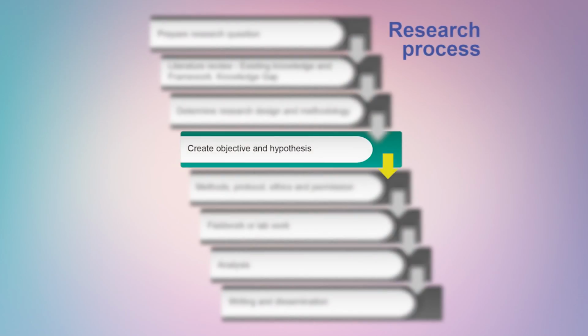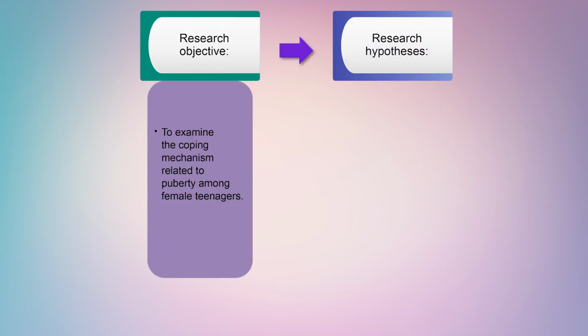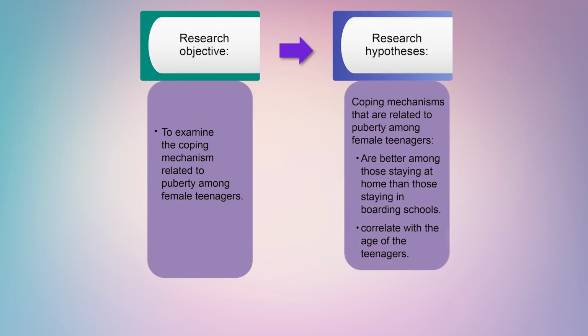After you have determined your research design and methodology, you can now focus on creating hypotheses and objectives. These are examples of our research objective: to examine the coping mechanism related to puberty among female teenagers. And the research hypotheses are: coping mechanisms that are related to puberty among female teenagers are better among those staying at home than those staying in boarding schools, and coping mechanisms that are related to puberty among female teenagers correlate with the age of the teenagers.